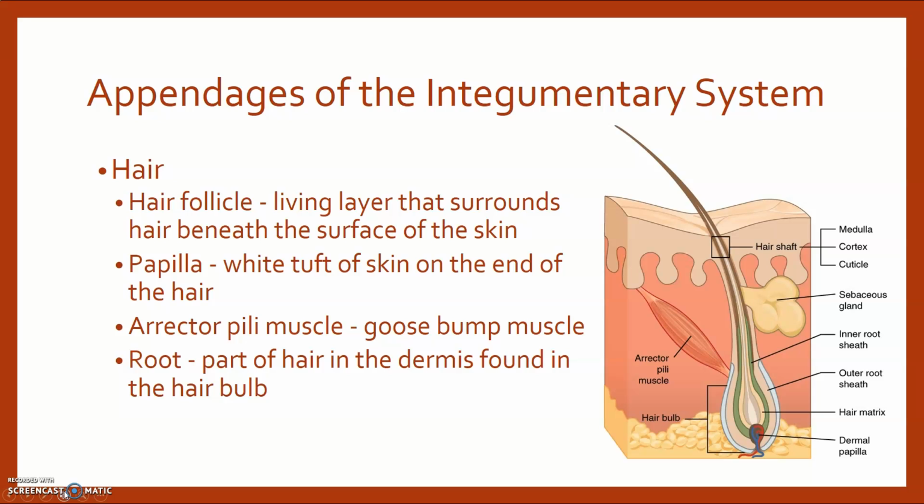You have the erector pili muscle, and this is considered the goosebumps muscle. So generally, the erector pili contracts when you're frightened or you get cold. When muscles contract, this creates depressed points on the skin called goosebumps.